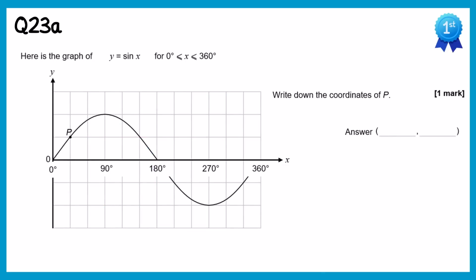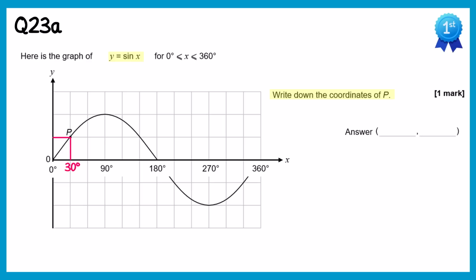For this question, we've been given the graph of y equals sine x, and we need to work out the coordinates of the point P. So let's first of all work out the x coordinate of point P, which is this one here. You can see that between 0 and 90 we have 3 squares, which means each one of these squares must be 30. So the x coordinate is 30 degrees. But what about the y coordinate? Well, to do this, we can just substitute 30 into the equation of the graph.